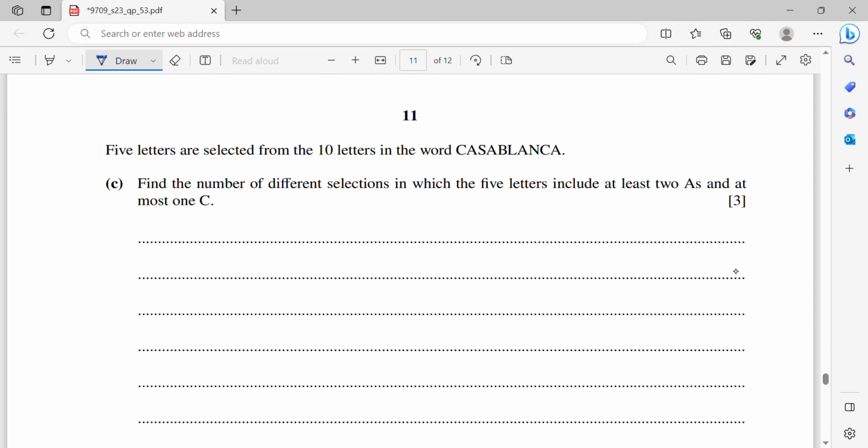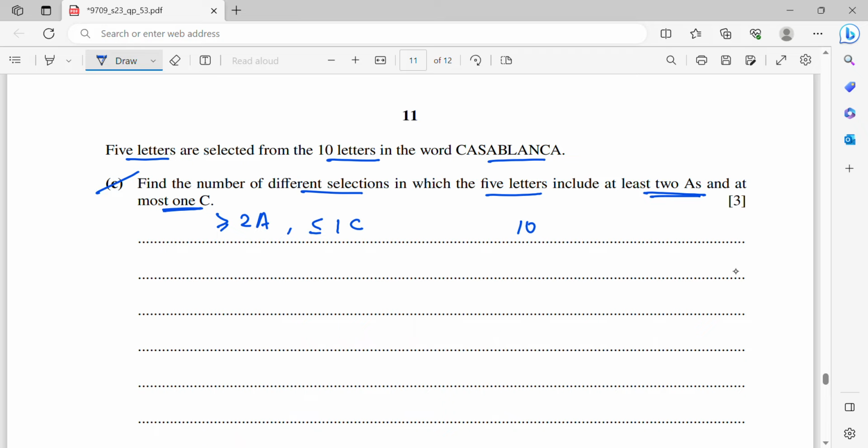Okay, now 5 letters are selected from 10 letters in the same word. Now find the number of different selections in which the 5 letters must include at least 2 A's and at most 1 C. Means that minimum 2 A's, maximum 1 C. Now, we have 2 methods to solve this question. The first method is you directly consider.